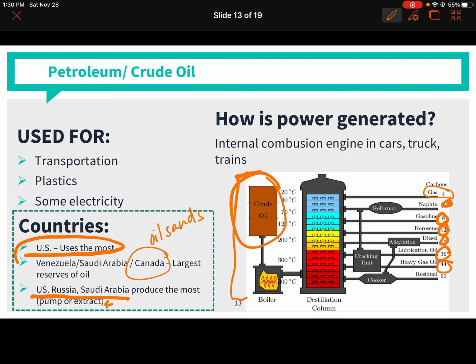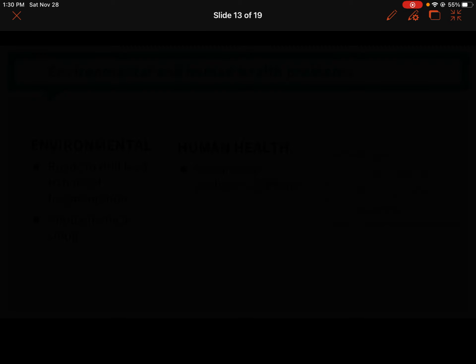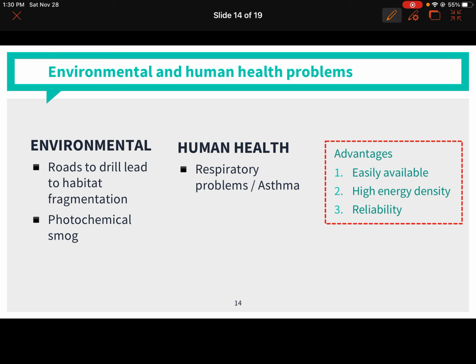So power is generated, because it comes mostly from transportation here, through internal combustion engines. This is your engine in your cars, your trucks, and your trains. So problems of oil and petroleum is that you have to make a lot of roads to get to the drilling areas. This can lead to habitat fragmentation, which is breaking up the natural habitat of an animal.